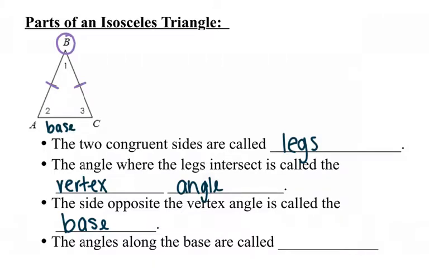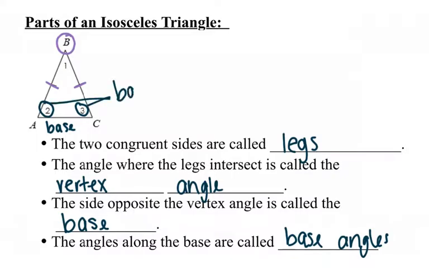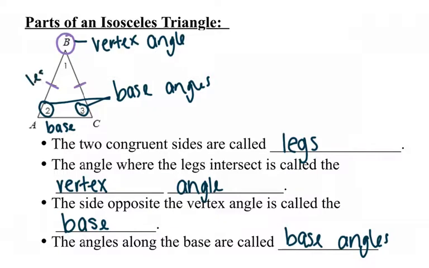And then the angles along the base are called the base angles. So 2 and 3 would be my base angles. Alright, so I'm going to have one vertex angle, two base angles, two legs, and one base. So those are all the parts of an isosceles triangle.